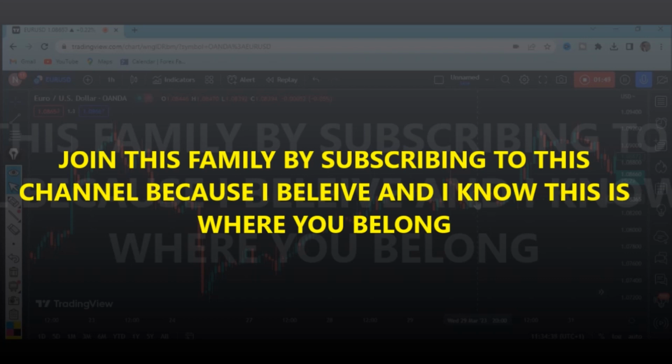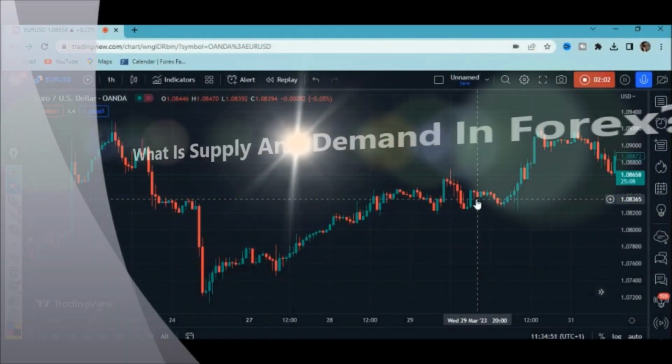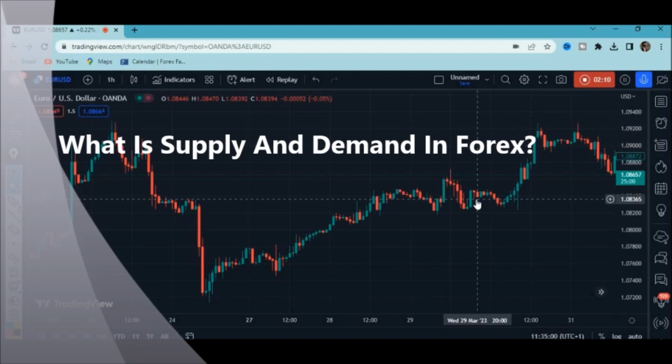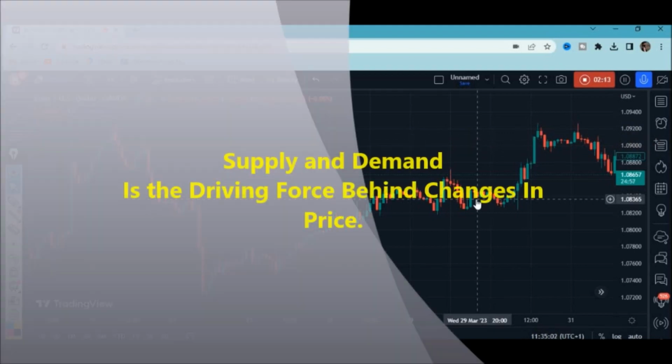Before that, I really want to talk about supply and demand zone, because there are some things I really want to put across before we insert the indicator, because you really have to understand what supply and demand zone is. So what you're basically supposed to understand about supply and demand zone, you're supposed to know that supply and demand in Forex is the driving force behind changes in price.